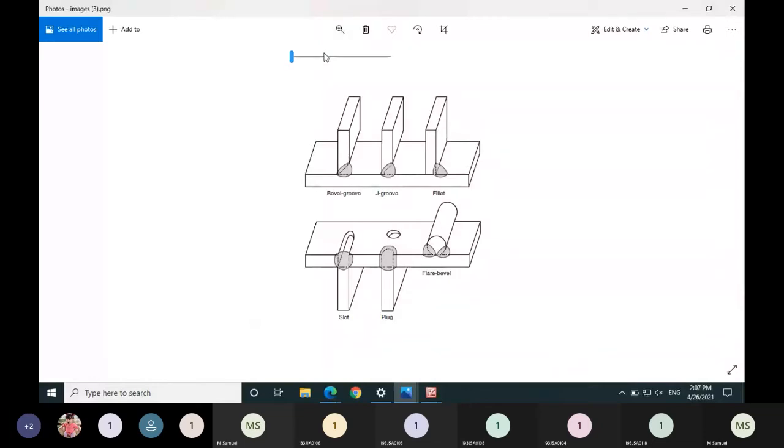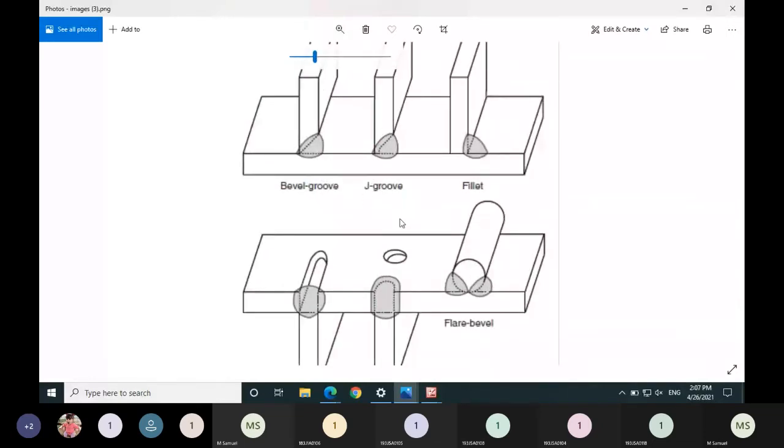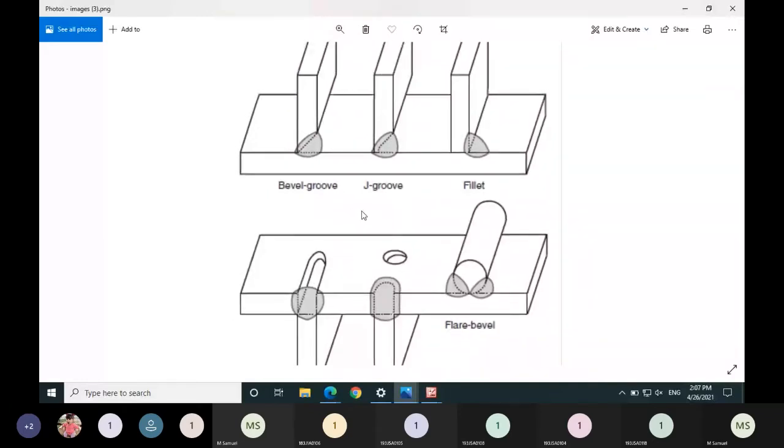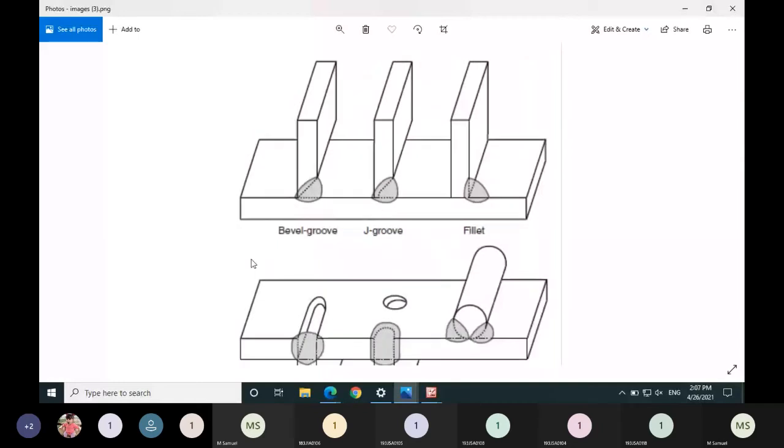So this is a groove weld for a T section. See the weld here, how it is being cut. The bottom plate is perfectly flat, but the top plate, which is attached at 90 degrees, has a V-shaped cut. Of course, as I told you, one is vertical and one is inclined. That is a bevel groove, right? It can be a J groove also. And this is a fillet weld. And see the first and the third plate here.